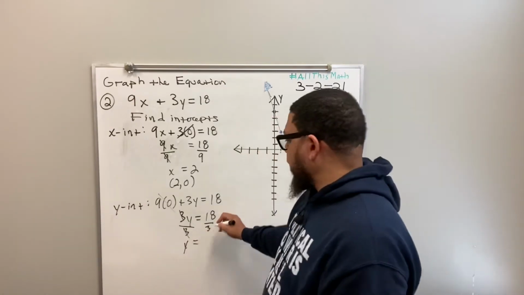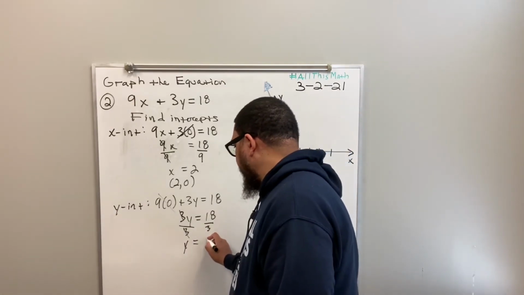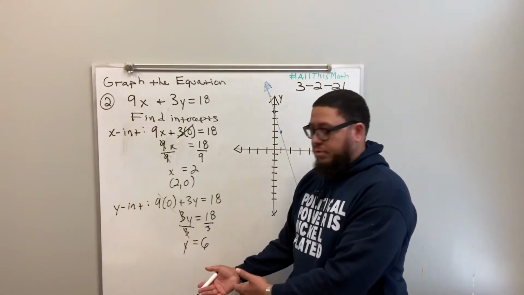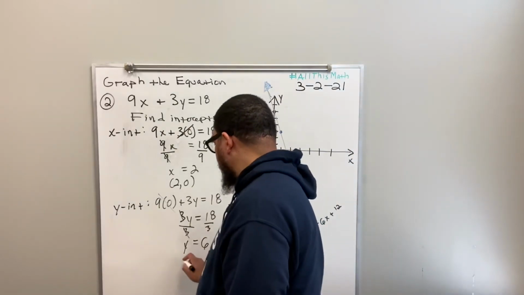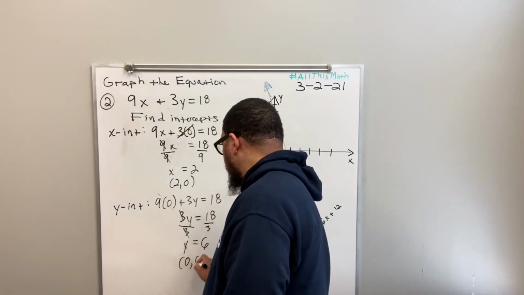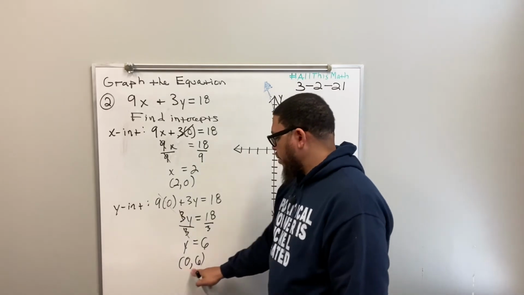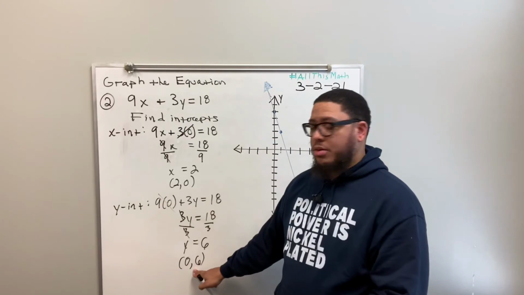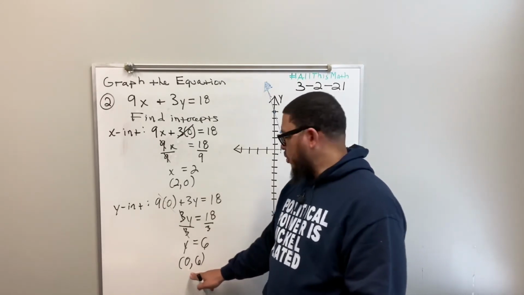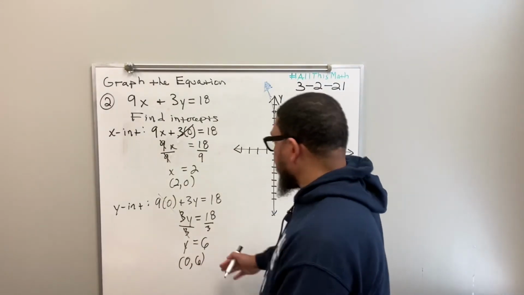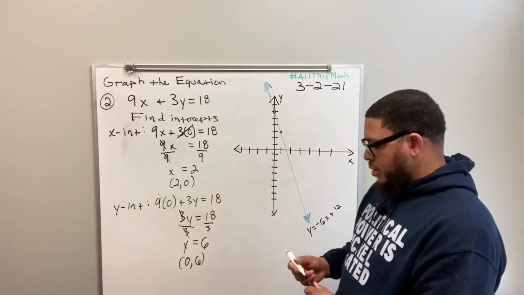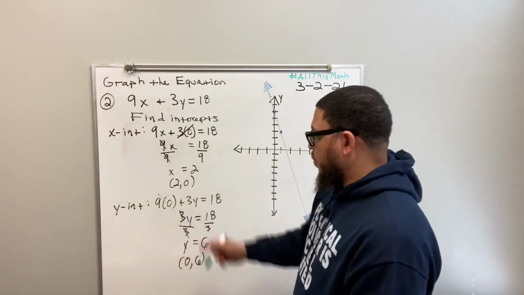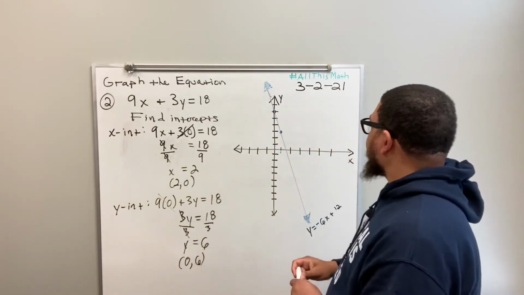On the right side, 18 divided by 3. 18 divided by 3 is 6. That's my y-intercept right there. So as a point, it would look like this: (0, 6). Because with the y-intercept, that's the value of y when x is 0. So we got (0, 6). All right. So these are my 2 points. In order to graph a line, we need at minimum 2 points. We got 2 points. So let's do this.